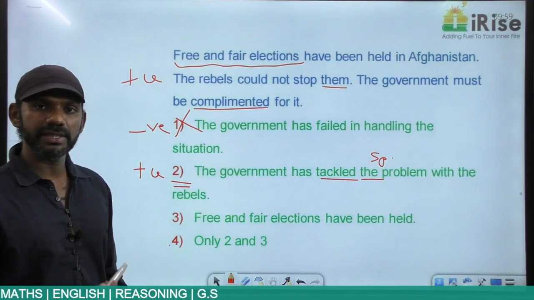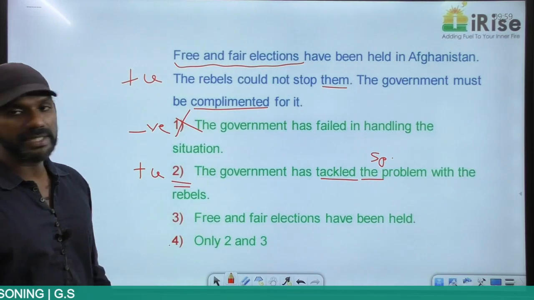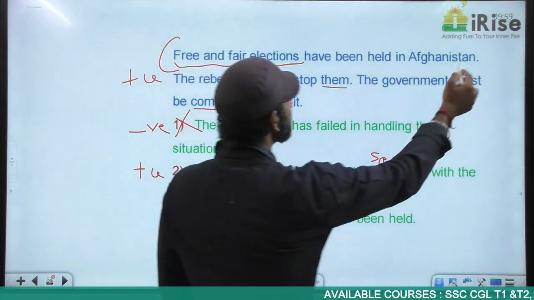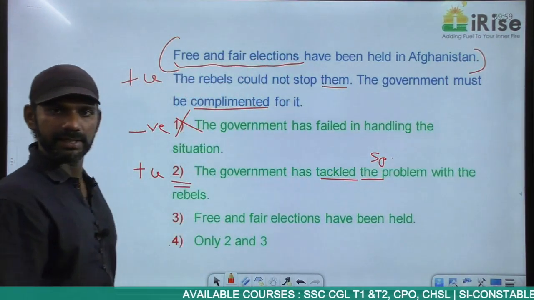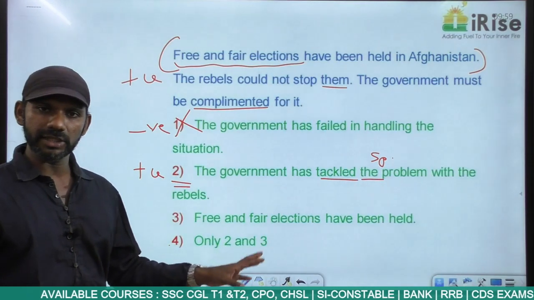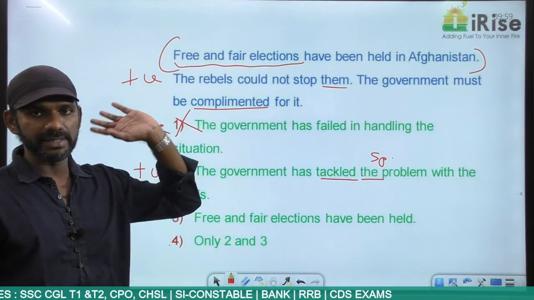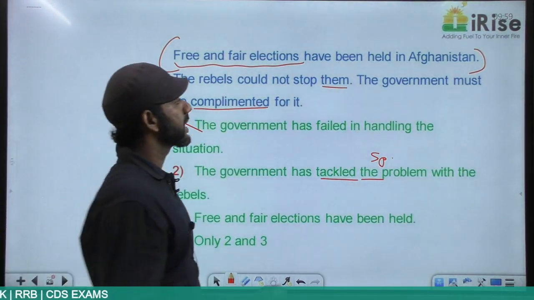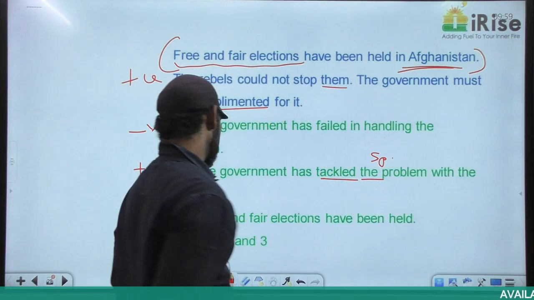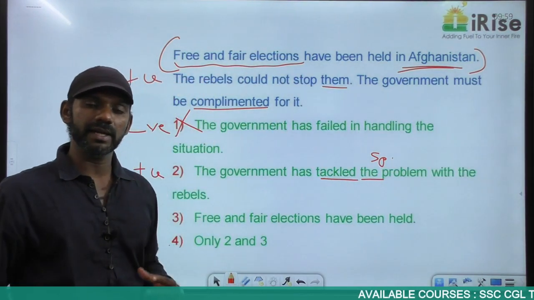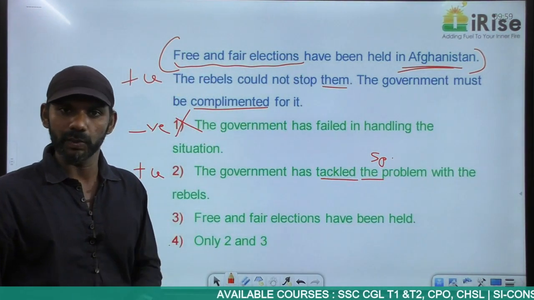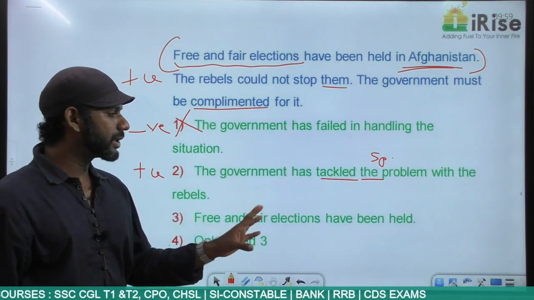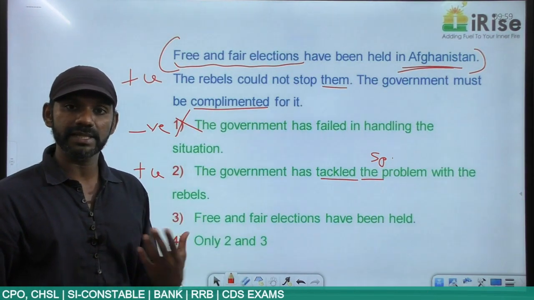Free and fair elections have been held. Exactly which sentence in the paragraph talks about this option? The first sentence, free and fair elections have been held in Afghanistan. So to know whether option 3 is correct or not, we need to compare it only with this sentence. According to the sentence in the passage, free and fair elections have been held in Afghanistan. Option 3 says free and fair elections have been held where? We don't know. Whereas according to option 3, we don't know where free and fair elections have been held.